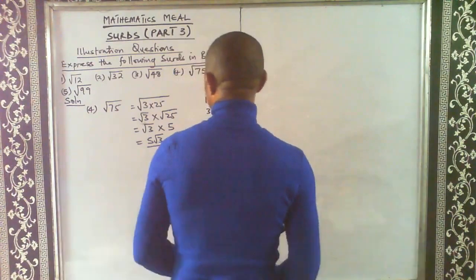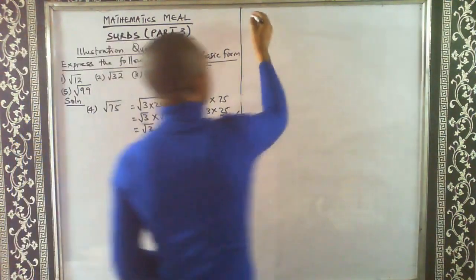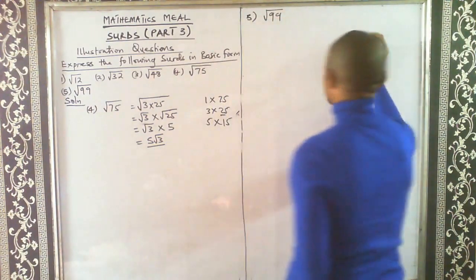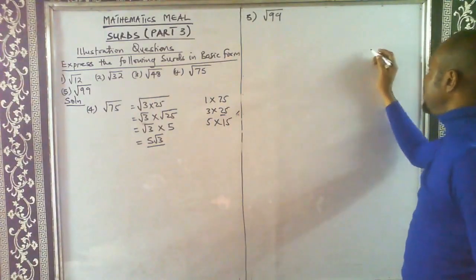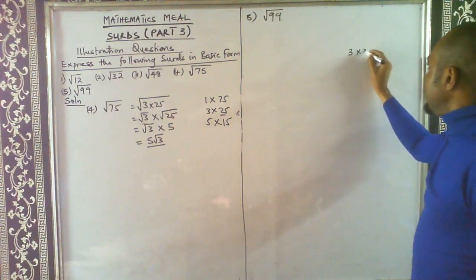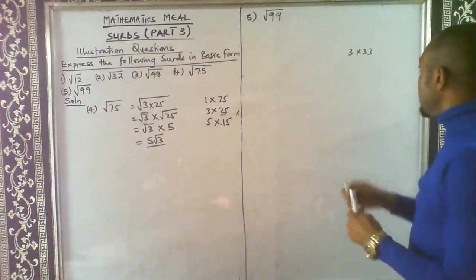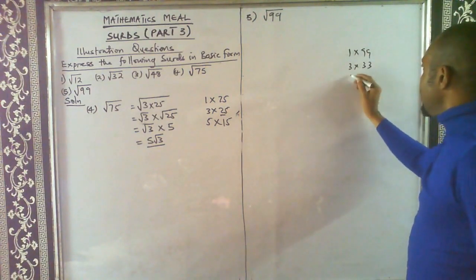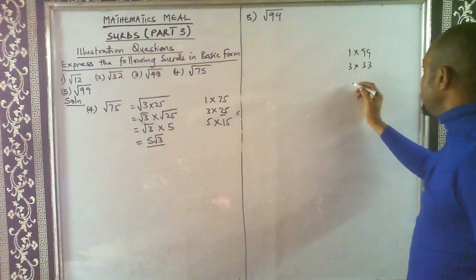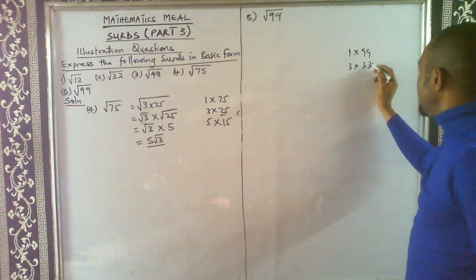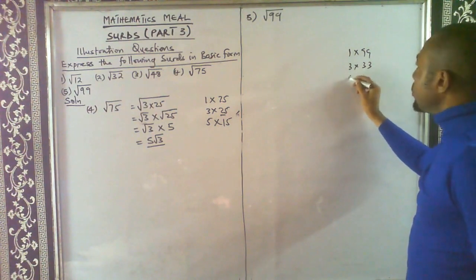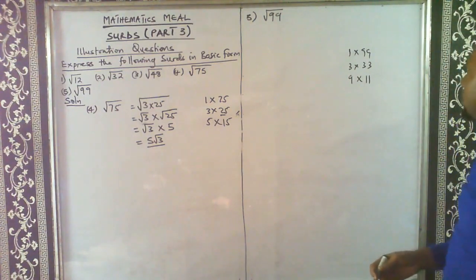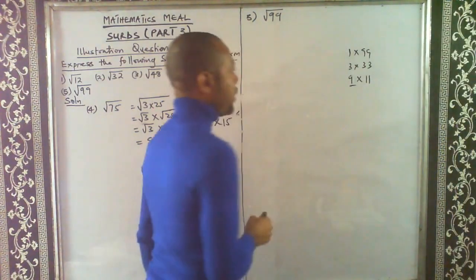All right. Our last question, we have question number 5, square root of 99. What are the pairs of numbers that will give us 99? 1 times 99. 3 times 33. 4 cannot go, 5 cannot go, 6 cannot. So 9 times 11. I think that's all for now. And 9 is a perfect square.